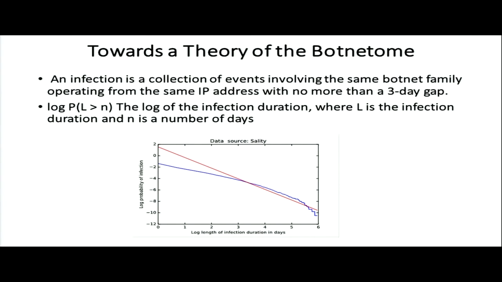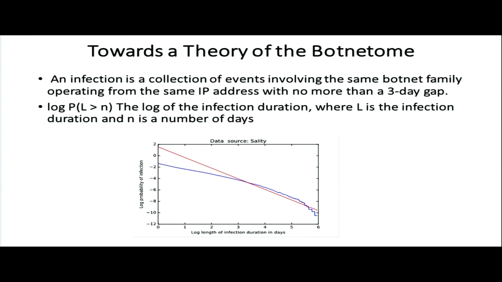This particular botnet is a botnet called Sality. The definition we used for what is an infection is a collection of events involving the same botnet family operating from the same IP address with no more than a 3-day gap. So if there's a 3-day gap where there's no contact from those IP addresses, then we say that maybe that infection got patched or fixed, and then it's a new infection starting from that point on.